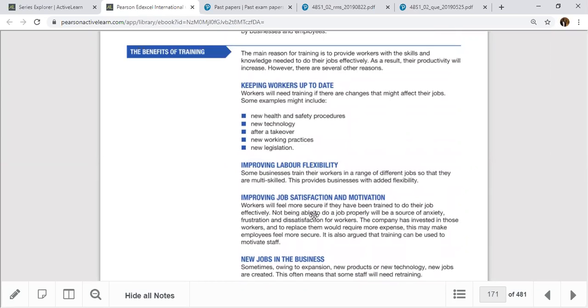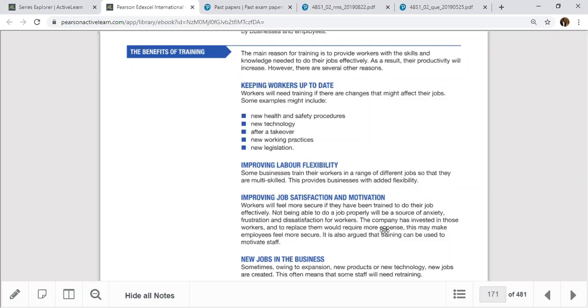Job satisfaction and motivation can come from training when workers feel more secure about their job, because they have been trained to do that job effectively. Not being able to do a job properly will be a source of anxiety, frustration and dissatisfaction for workers. So training will reduce the anxiety, frustration and dissatisfaction.